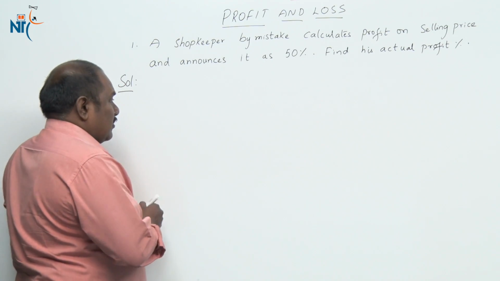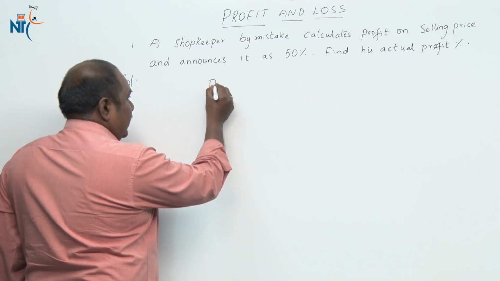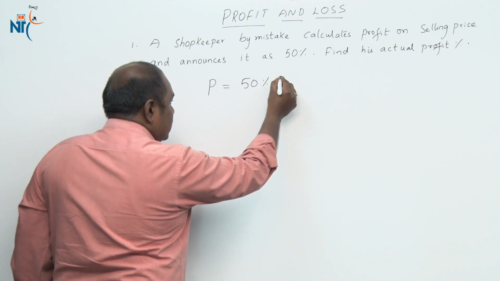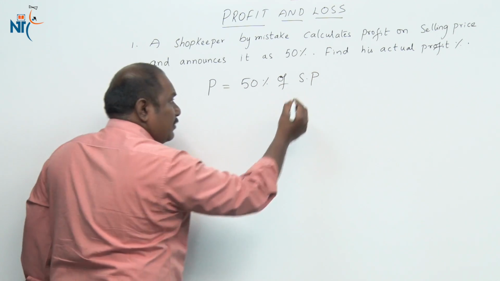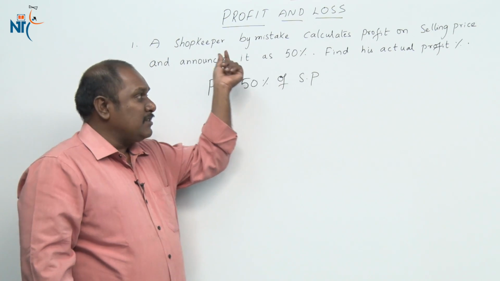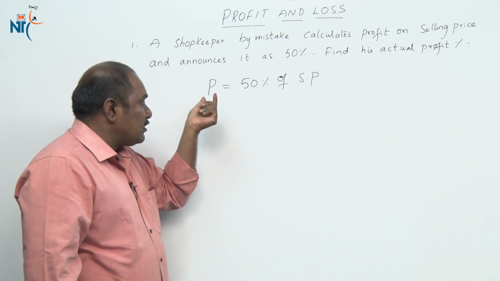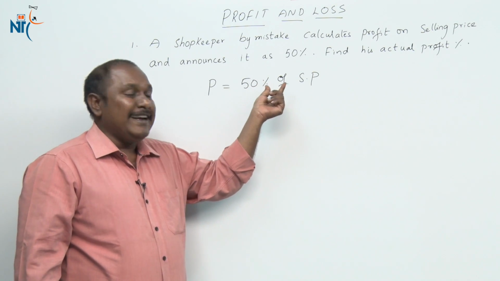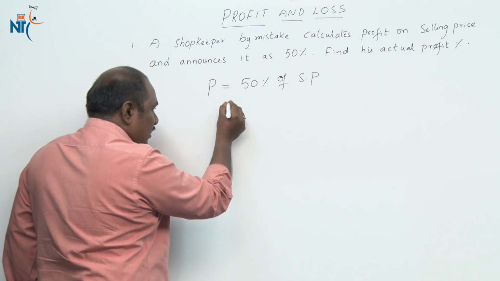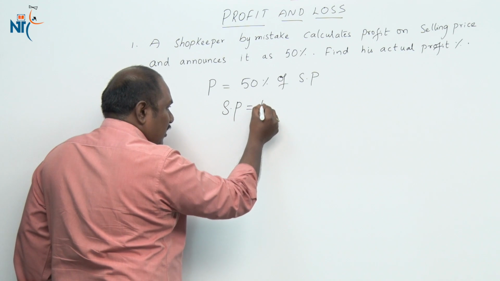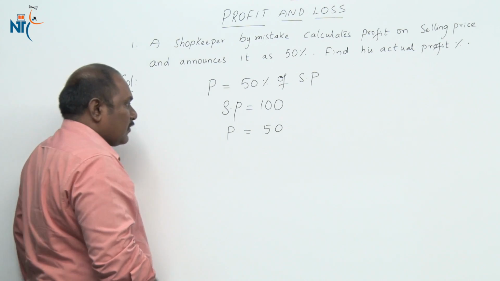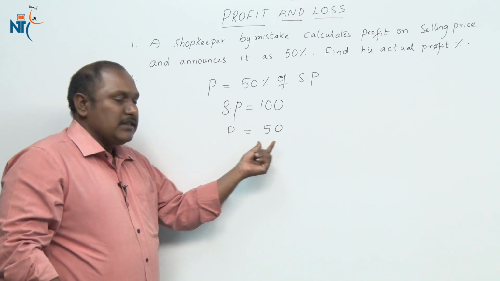Now if you look into the solution, according to the shopkeeper, his statement is profit of 50%. 50% of which price? 50% of selling price. Actually it should be 50% of cost price, but by mistake he calculated on selling price. So now his profit is 50%, but it is of selling price. Now what is the simple meaning of this? The simple meaning of this is if selling price is 100, then profit is 50. Selling price is 100, profit is 50.